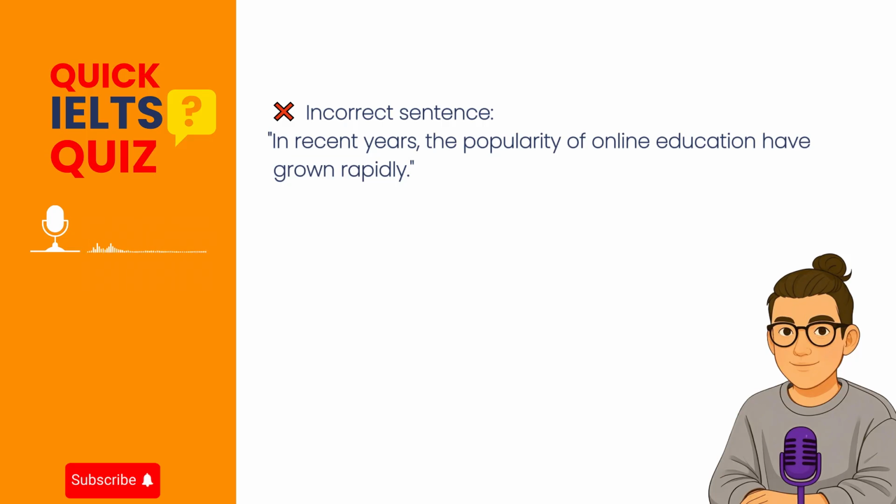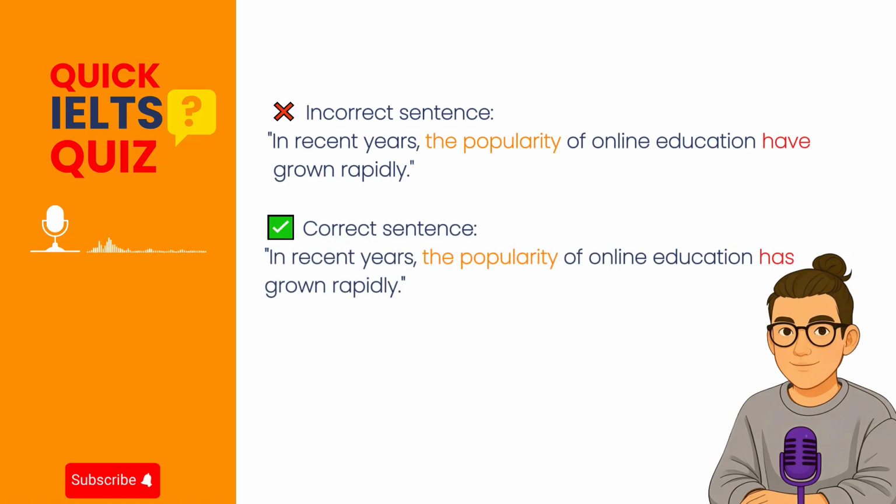This is something IELTS candidates often get wrong without realizing it. The subject is the popularity, which is singular. The problem is that the verb have is plural, so it doesn't match. In English, the verb must agree with the subject in number. Singular subjects take singular verbs, plural subjects take plural verbs. That's why we should use has instead of have here. Always match your verb form with the subject number.